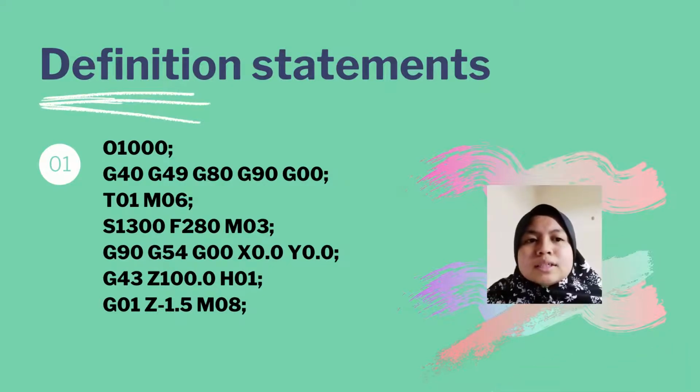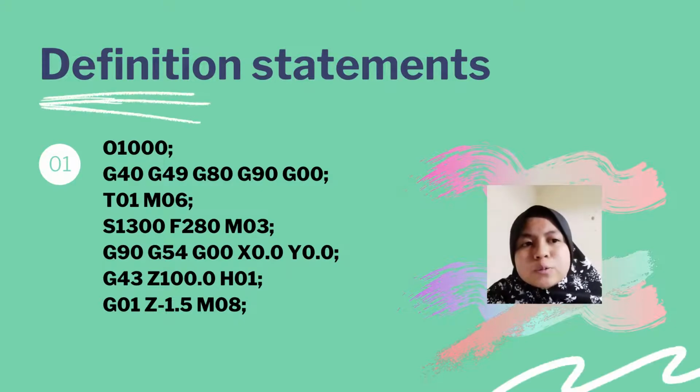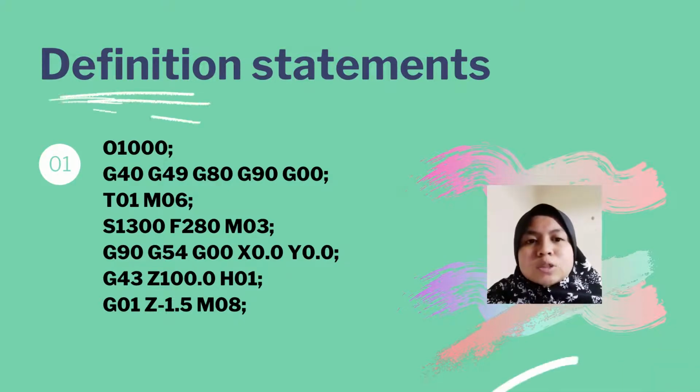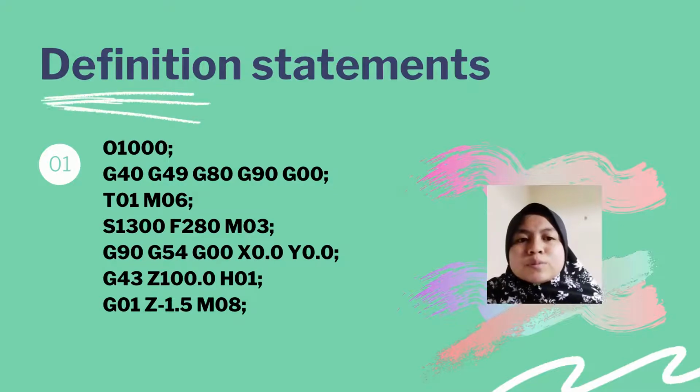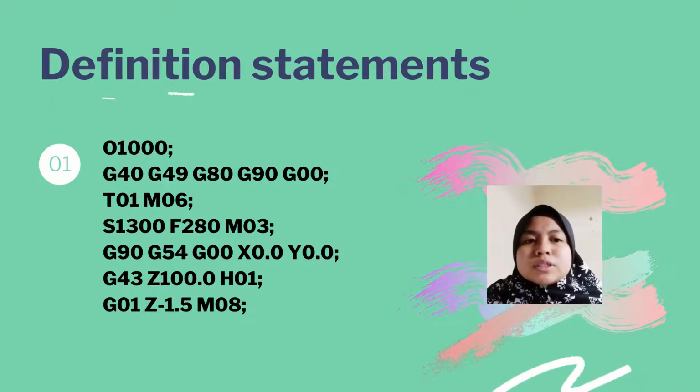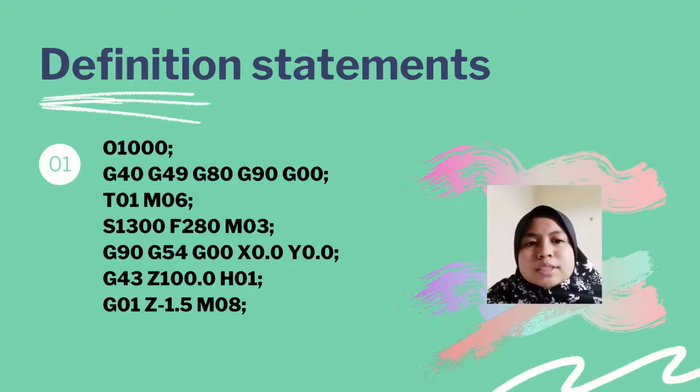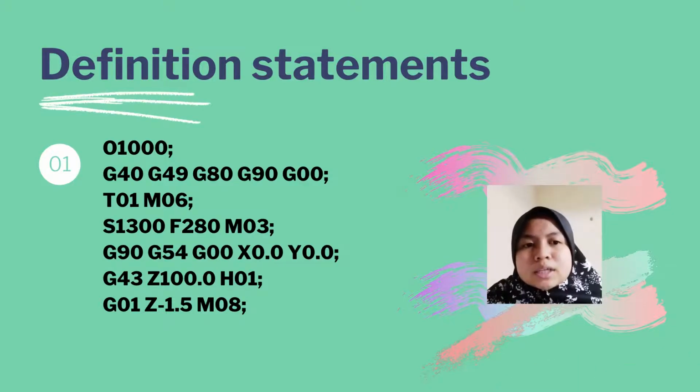For the third line, T01 refers to the tool change, and in the fourth line, we define the spindle rotation speed as 1300 rpm, and set the feed rate to 280 mm per minute. We also set the absolute dimension input, the working coordinate system, and start the positioning at coordinate 0, 0.